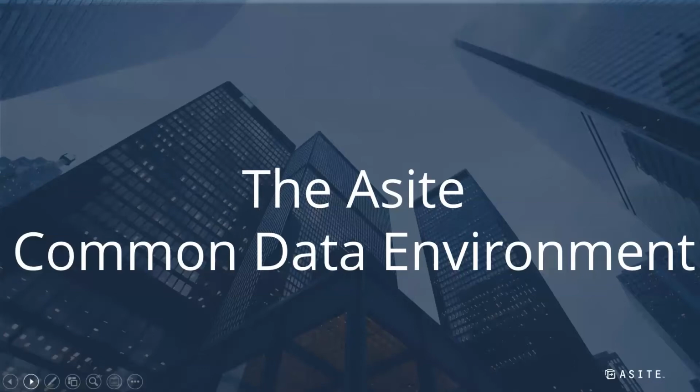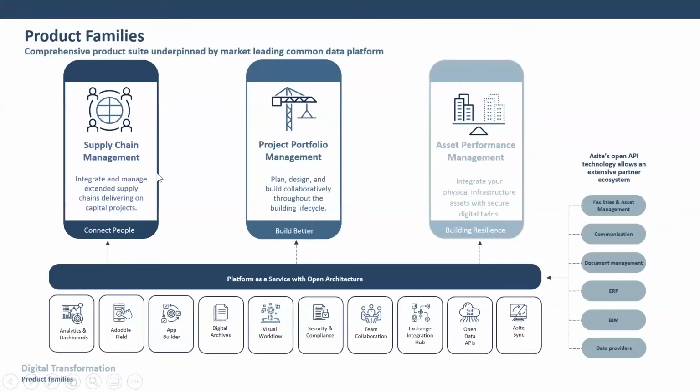Now comes the A-site common data environment. This is a list of our product families, which includes supply chain management, project portfolio management, and asset performance management. Some of the main features with these include analytics and dashboard, which is real-time reporting. You have a field app feature as well, and then also a visual workflow. This will help automate the processes that we talked about earlier.